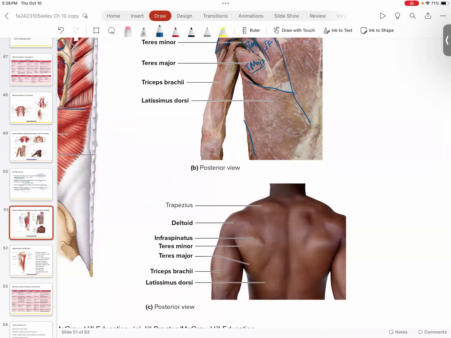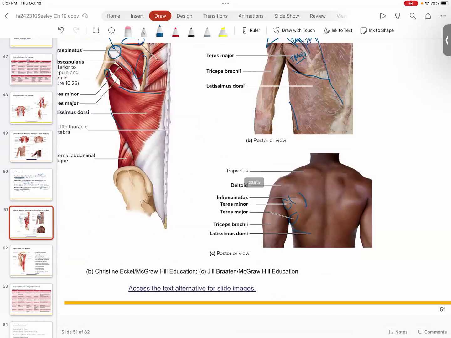And so you can see very clear latissimus dorsi. And you can see some of that actually on the body of somebody who has well-built muscles. So you can see the infraspinatus is kind of bulging out here. Sometimes you can see the teres minor, the teres major, and then you can see the large latissimus dorsi underneath.